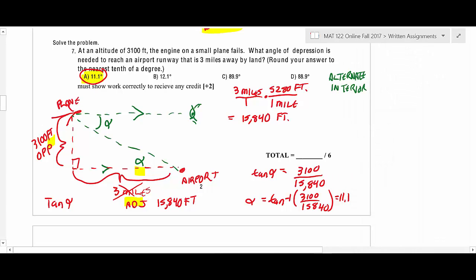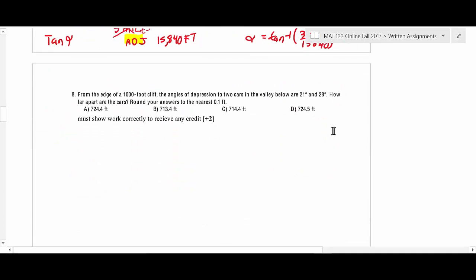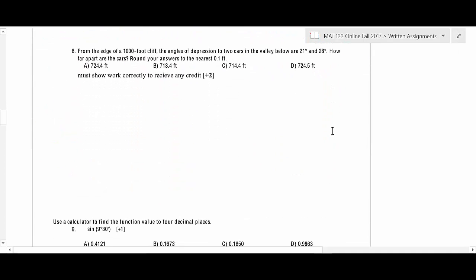Okay, so that's how you would do that. So thanks to trigonometry, the pilot was able to save him and all of these passengers. Thank you, Trig. Okay, next problem.